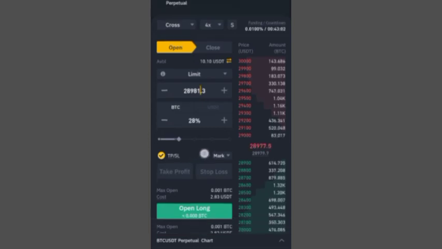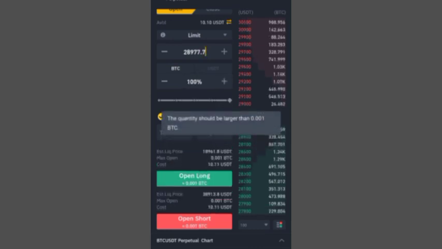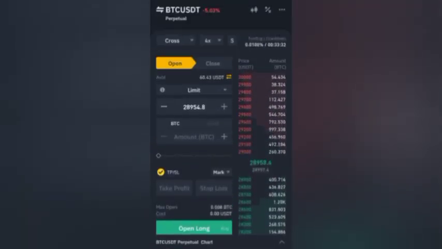Let me reduce it again. Okay, let me open a long position. See, that won't let me. They won't allow me. Let me increase it. Okay, I think I need to fund this account. So guys, I have to fund this account so I can demonstrate to you how to set a trade without a liquidation price. Now, here I have 60 USDT.